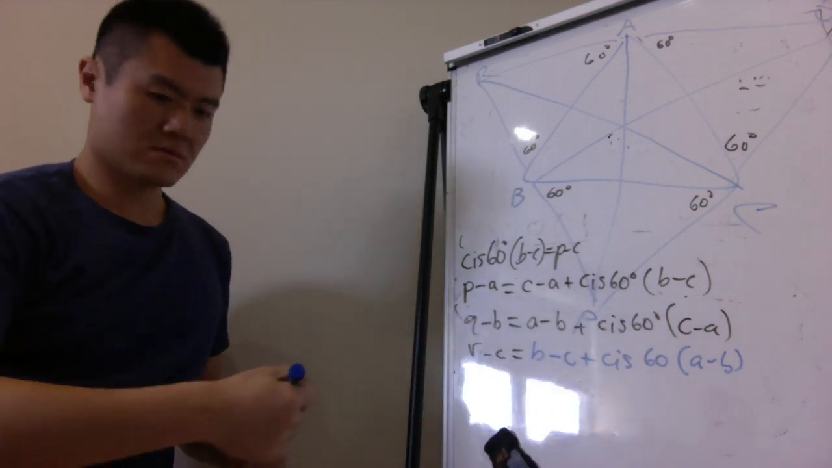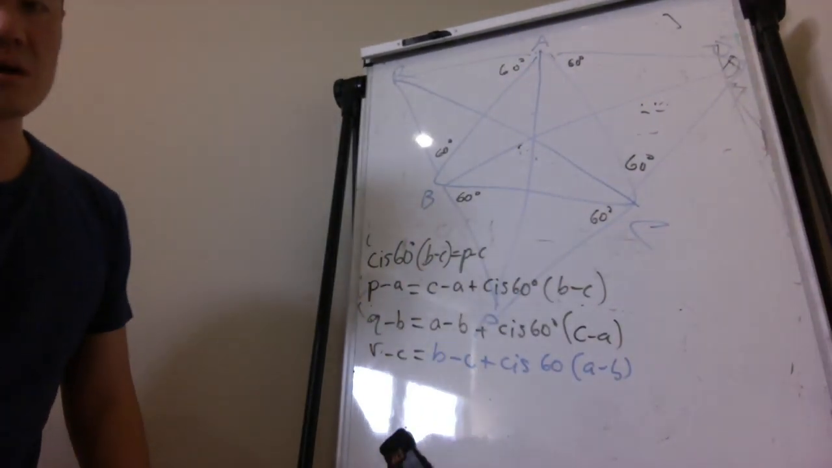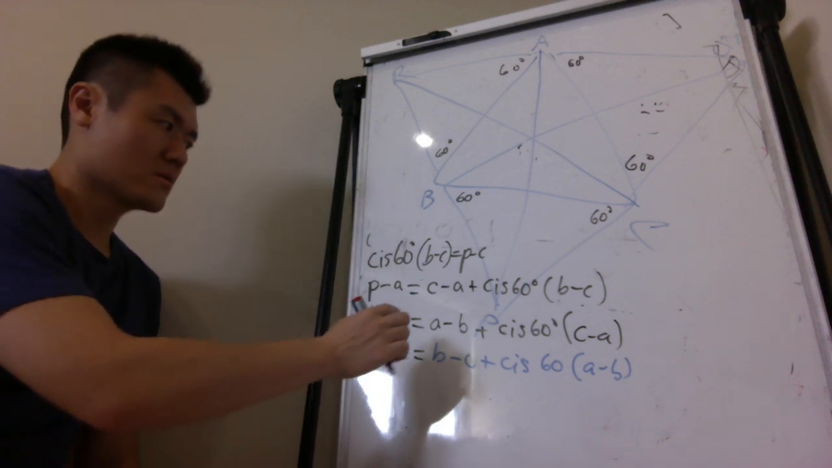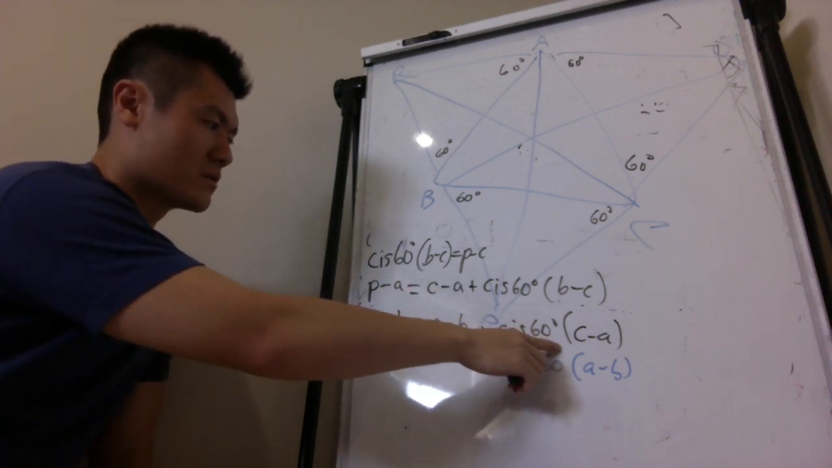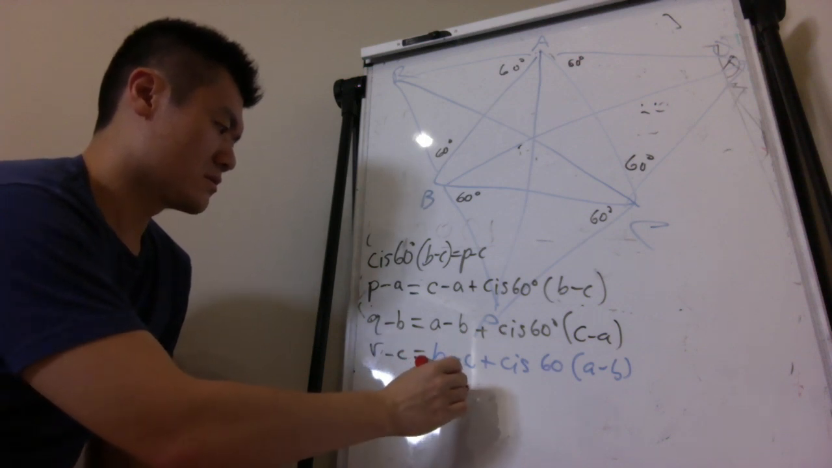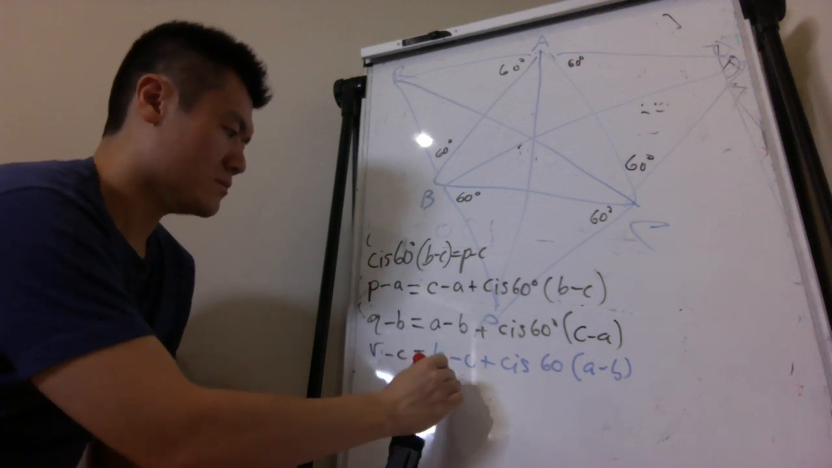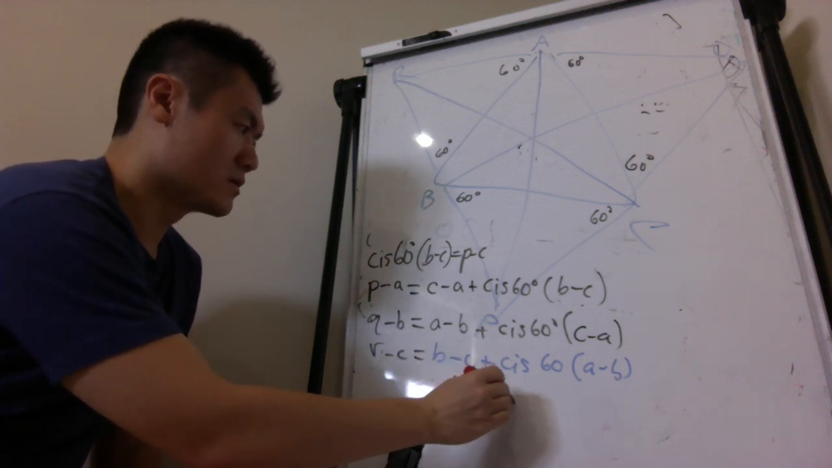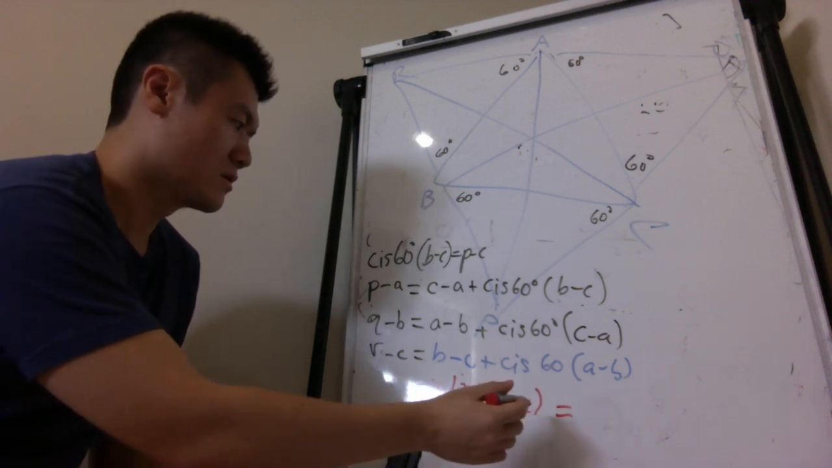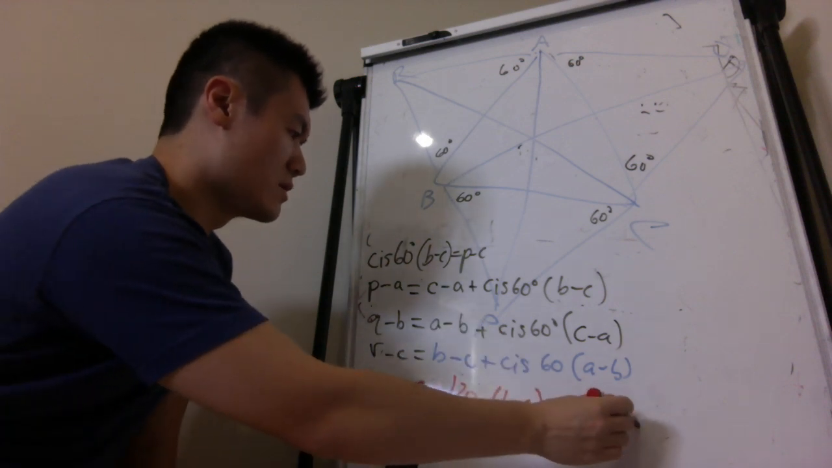Wait, can the cis60 distribute properly? So cis60 times that equals this, yeah? But cis60 of cis60, that's cis120, of B minus C. Why do we use cis? This is cosine plus i sine. Okay, that makes sense. It equals A minus B. That's what it's meant to be.